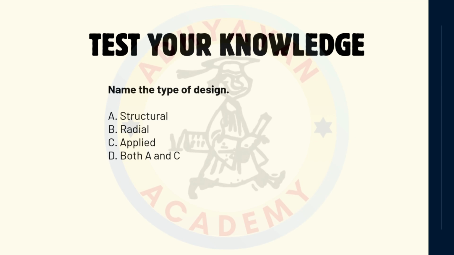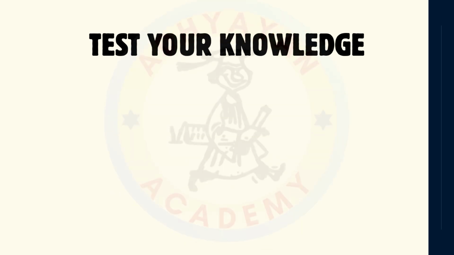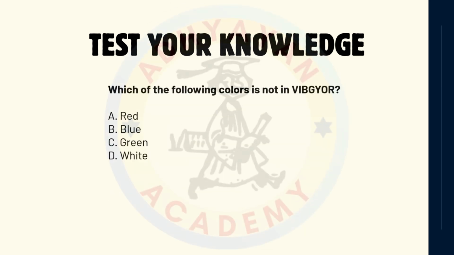Now, let's test your knowledge. Name the type of design. A. Structural. B. Radial. C. Applied. D. Both A and C. Which of the following colors is not in VIBGYOR? A. Red. B. Blue. C. Green. D. White.